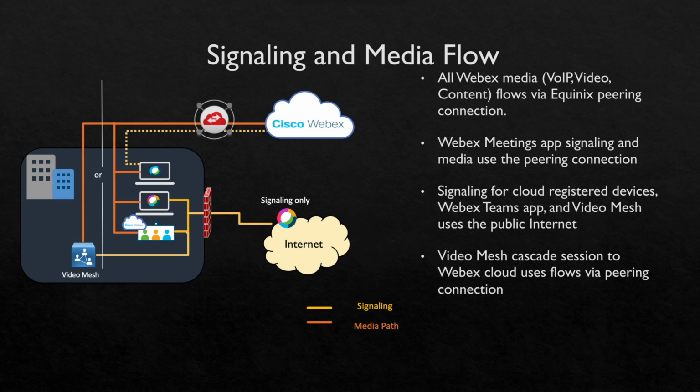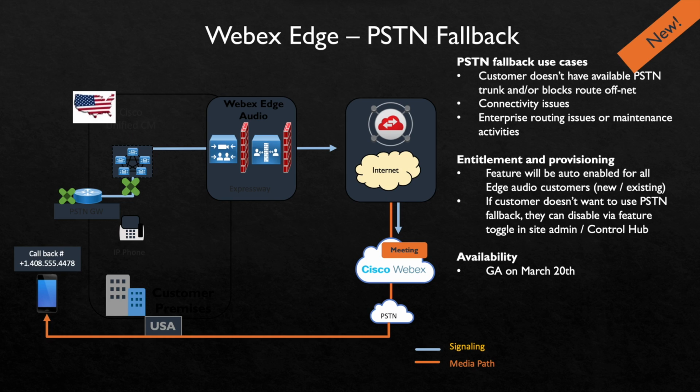When the Equinix Cloud Exchange is leveraged, the signaling still flows along the direct path to the Webex Cloud through the public internet. However, the media flows along a different path through the Equinix Cloud Exchange service. And this is true for any device connecting to Webex from behind the corporate network, regardless what device they are connecting from or whether or not they're using the Video Mesh node, which we'll talk about in a little bit.